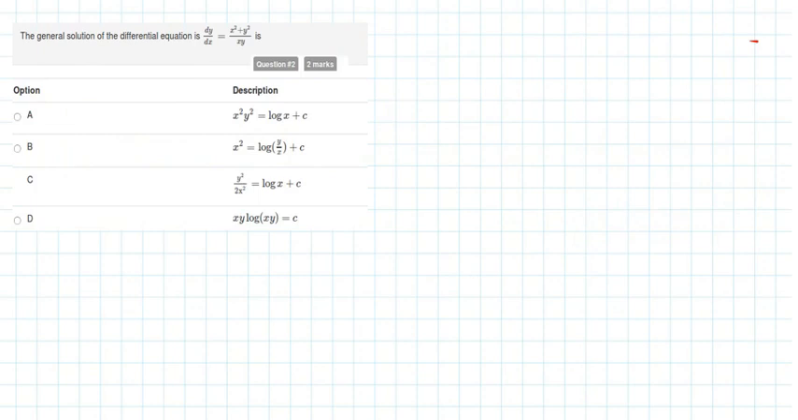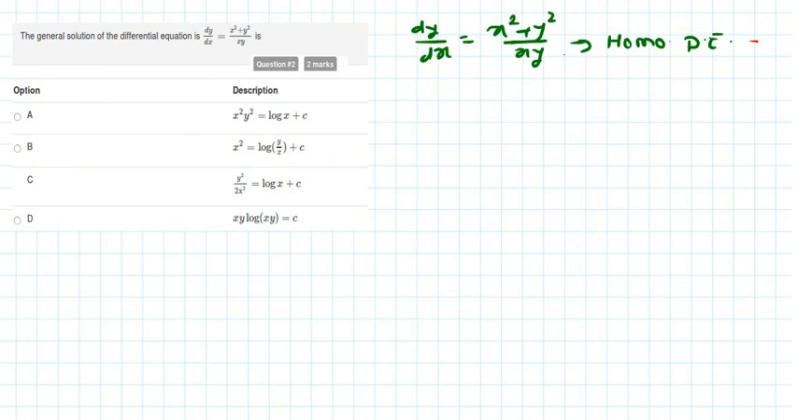The first example is dy by dx equal to (x square plus y square) upon x into y. If you observe this differential equation, it is a homogeneous differential equation. We have a very lengthy method for solving the homogeneous differential equation, but this is an MCQ, so you need to solve this using a shorter method. So what is the shorter method?